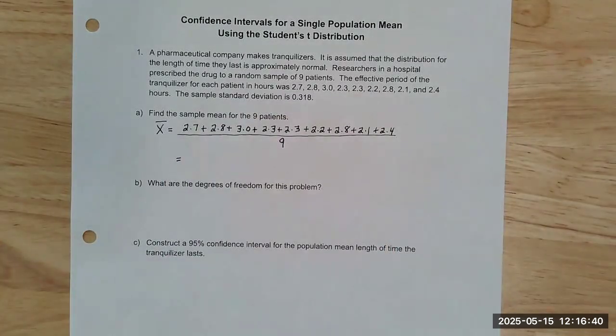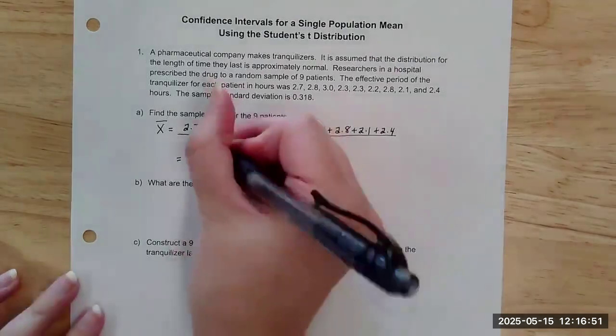Anybody get a number? 2.51. Anybody else get 2.51? That's what I got. 2.51. Very good.